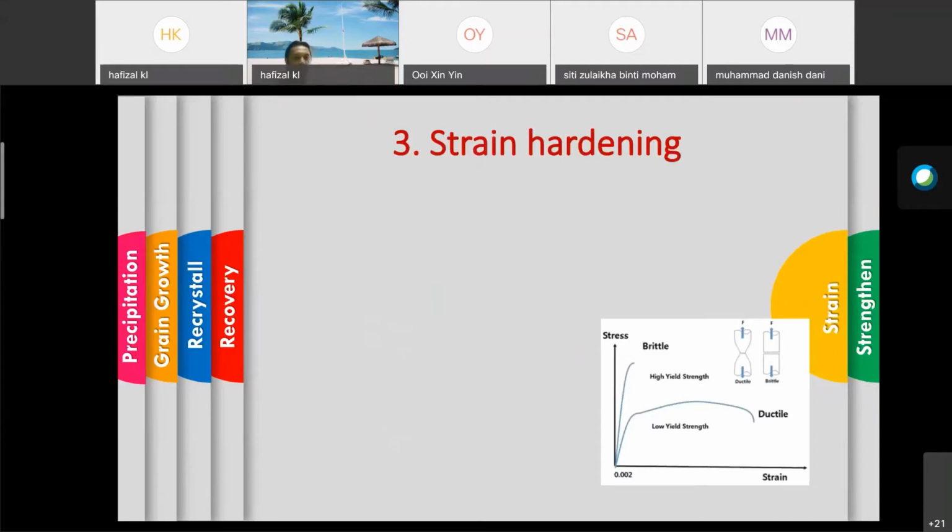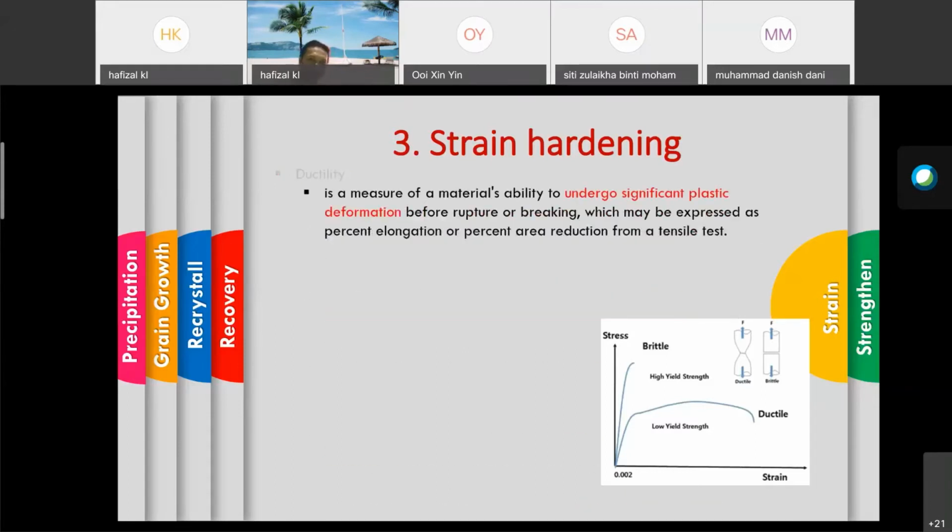So the third one is strain hardening. In this keyword, we have strain hardening. Strain is related to the stress in the lattice structure of the atomic arrangement. So in this case, we will go for the terms that we will use after this. The first one is ductility. Ductility is a measure of the metal's ability to undergo significant plastic deformation. In Malay, it is called mulur. Ductility can deform.